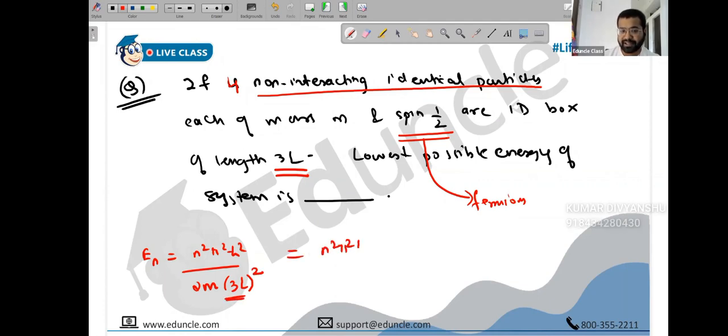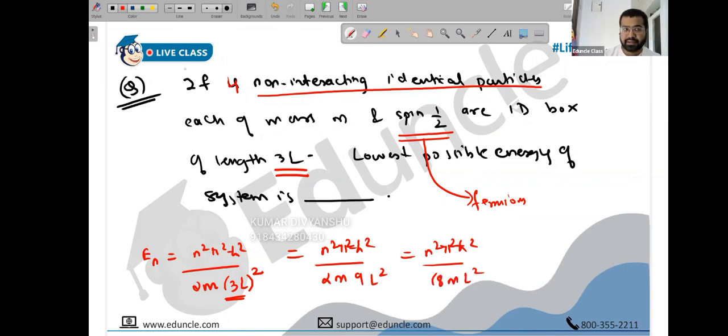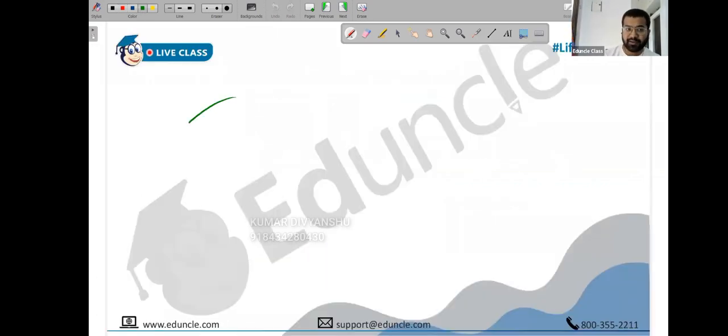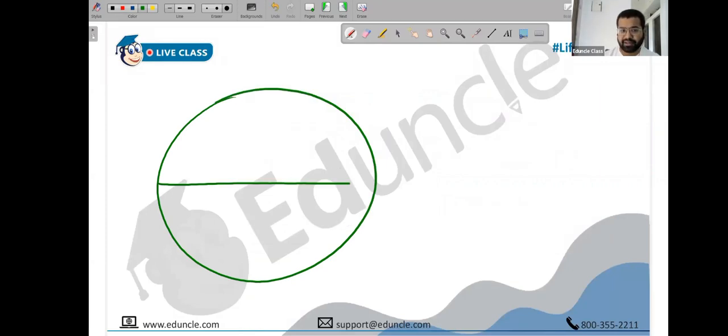So this would become n square pi square h bar square upon 2m into 9L square. So this is n square pi square h bar square upon 18mL square. First of all, I've created the general formula right away before even solving the question. I would have done this too. If I'm creating a question, especially on a circle, I will purposely give you the diagram, or maybe write in the theory that this thing is R. Students usually have a tendency to understand R as the radius, but here R is the diameter. So the radius would be R by 2.